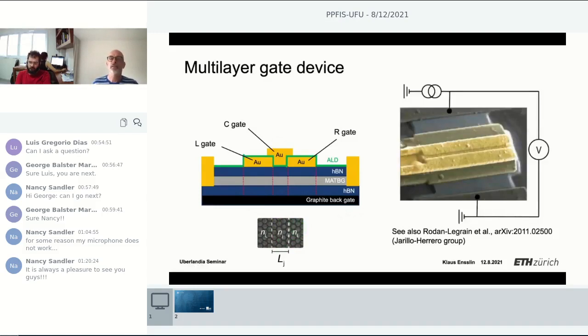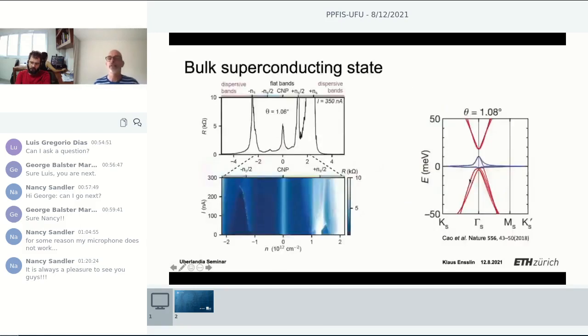You see the center gate, the two side gates, the source and drain contacts. And this is the phase diagram that we're looking at. On the right is again the band structure from the MIT paper. On the bottom, you see our current versus density plot, and you see this nice peak here that corresponds to superconductivity in the hole regime, and there's a smaller peak in the electron regime. So it looks very similar to what people have shown in the literature.